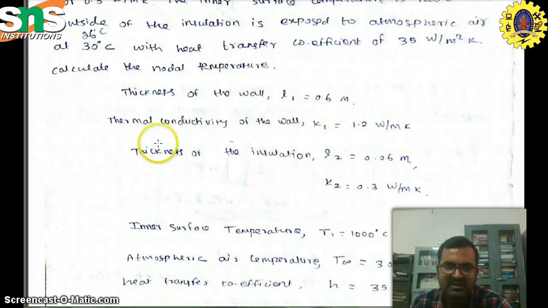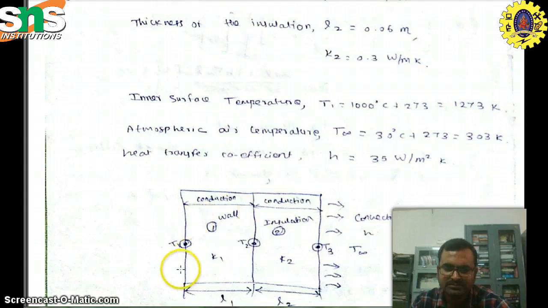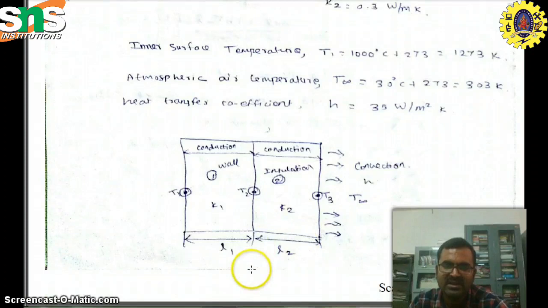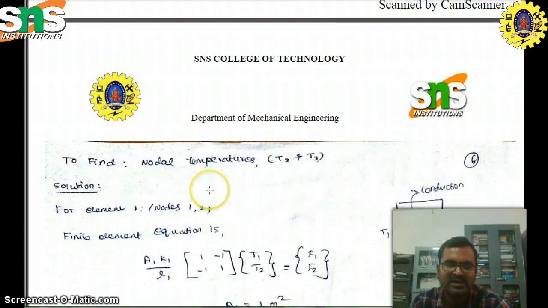thickness of the wall, thermal conductivity, thickness of the insulation, and the temperatures. Now we have two elements: one is the wall and the other is the insulation. Element 1 means node 1 and 2, and element 2 means node 2 and 3. So we have three nodal temperatures, T1, T2, T3, thermal conductivities K1, K2, and lengths of elements 1 and 2, L1 and L2. We have conduction with convection. There is no internal heat generation. So we have to calculate the nodal temperature.